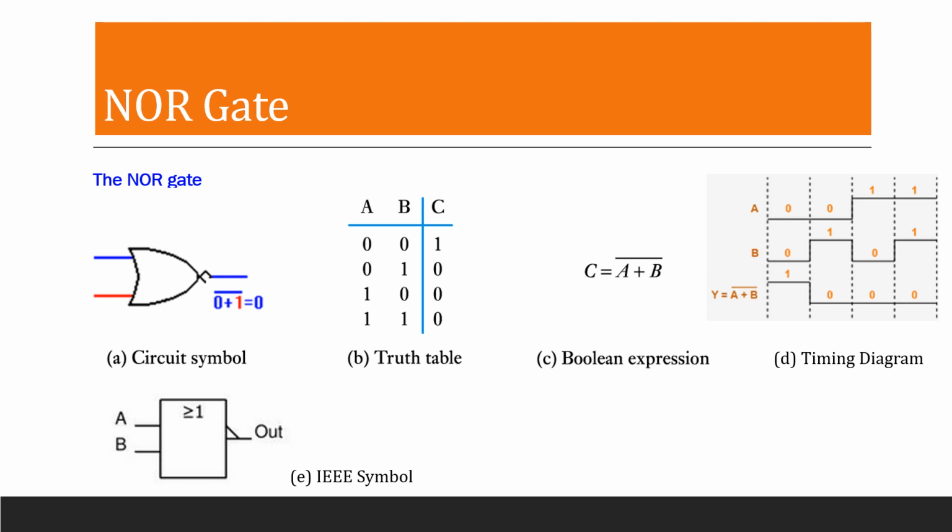When we look into the IEEE symbol, the character is greater than or equal to 1, but with a triangular polarity on the output line. This triangular polarity indicates the complementation of this OR gate.